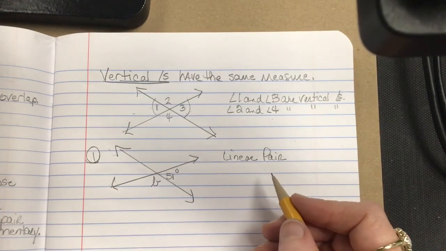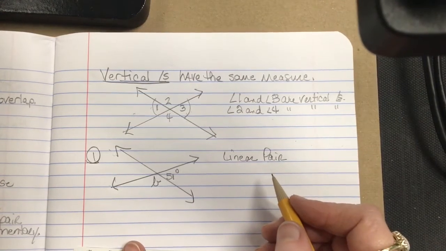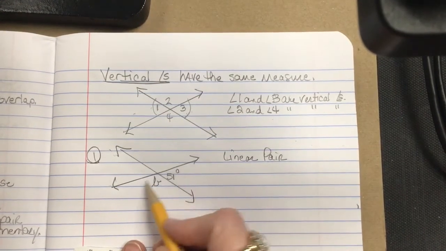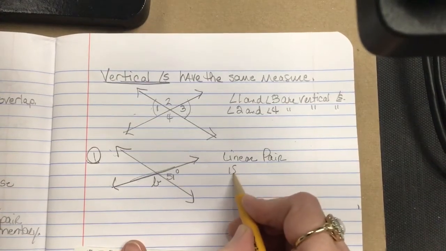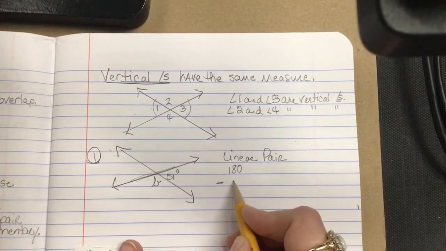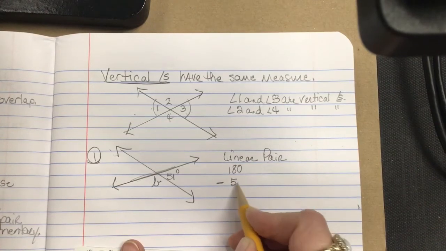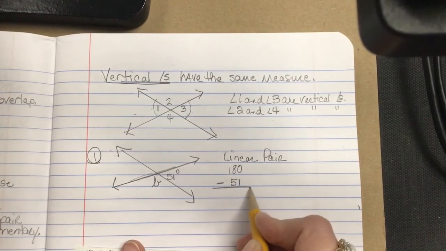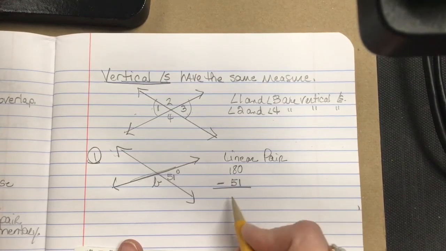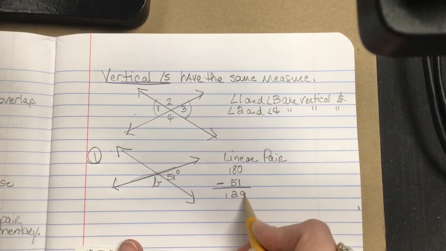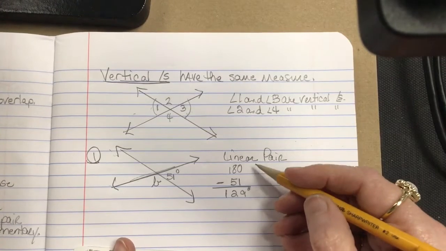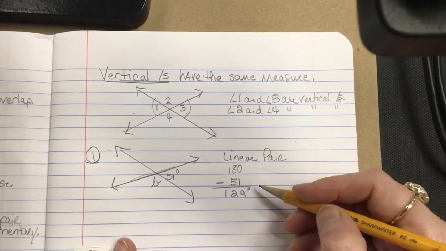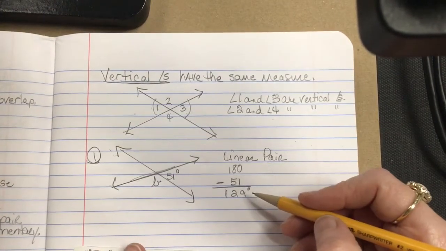Now, how would you find the arithmetic? What would you do? What does a linear pair add up to? Isn't that a straight line? So you do 180 minus 51. You with me? And I'll do the arithmetic for you for time's sake. It's 129. Put degrees on your answer. Now, I don't always check these, I don't always put it on all of them, but put it on your answer.